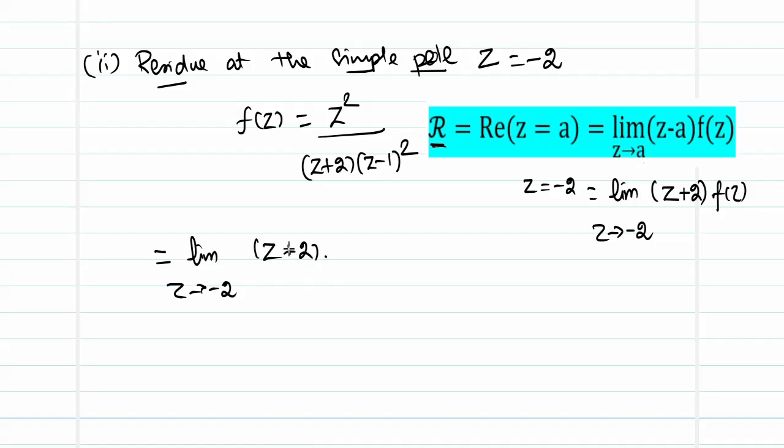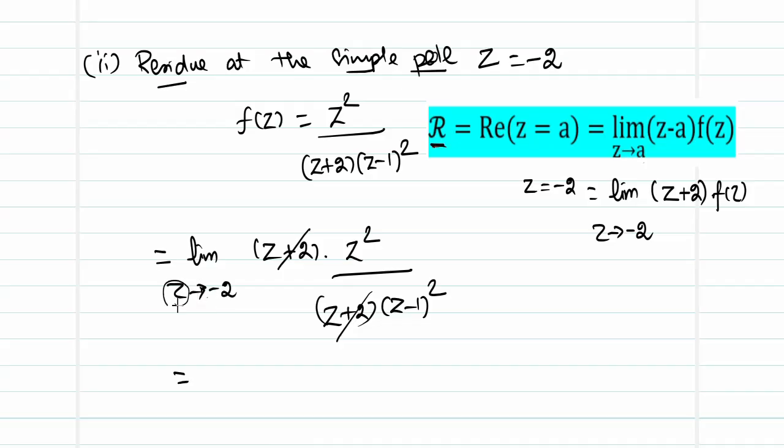So now this gives me the limit z tending to minus 2 of z plus 2, multiplied with the function f of z which has been given to me, z square divided by z plus 2 into z minus 1 the whole square. Now we can see the factor at which we are finding the pole will be removed from the function before applying the limit. So this will be cancelled off by multiplying it with the factor. Now we are ready to apply the value. So z moves to minus 2.